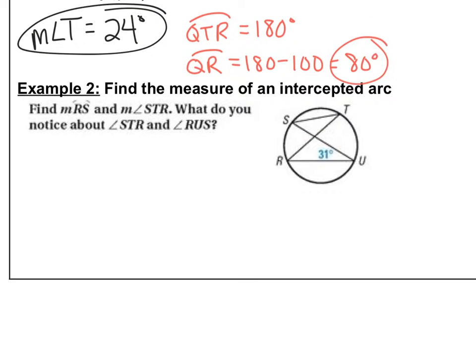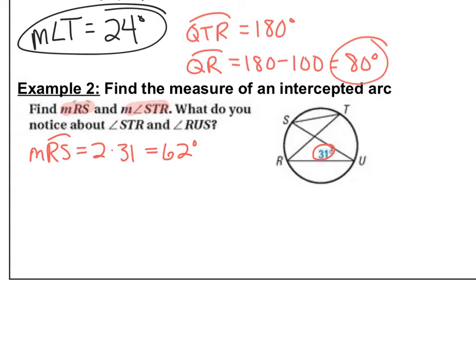So still using inscribed angles and intercepted arcs. Then this one, they want us to find the measure of arc RS and the measure of arc STR. So let's do that first before we do anything else. So arc RS, notice that it's across from this 31-degree angle, so the measure of arc RS is going to be 2 times 31, which will be 62 degrees.